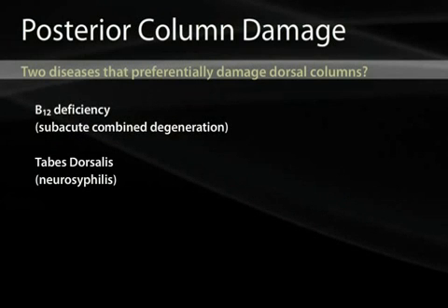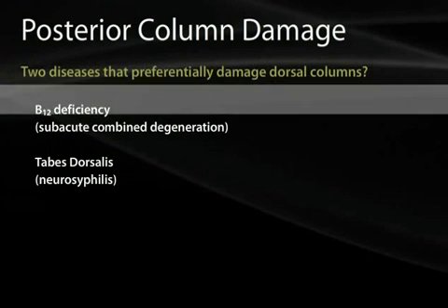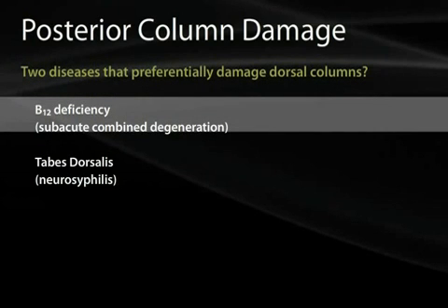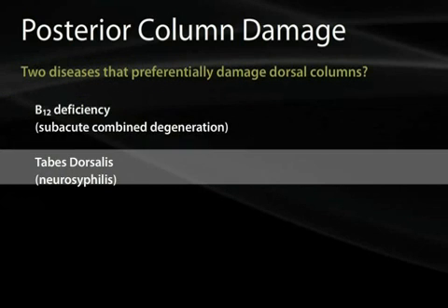What are 2 diseases that preferentially damage the dorsal columns? This is important because it's an often tested question, and the 2 diseases are B12 deficiency, which is called subacute combined degeneration of the cord, and tabes dorsalis, resulting from neurosyphilis.